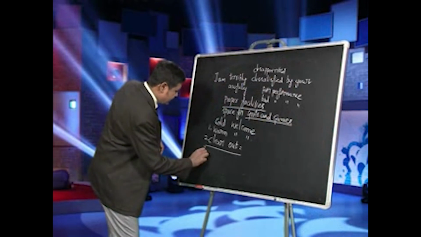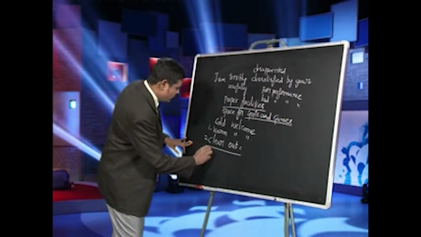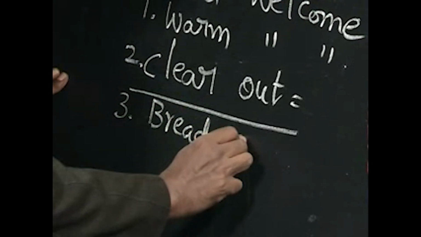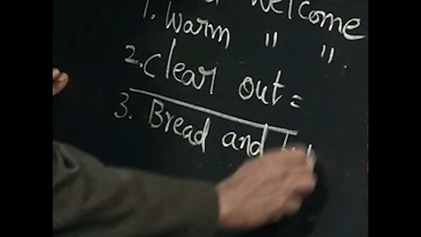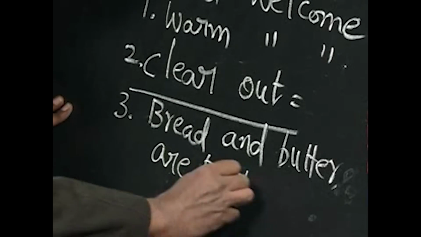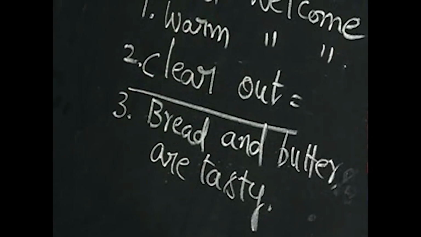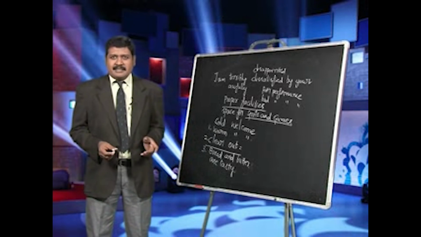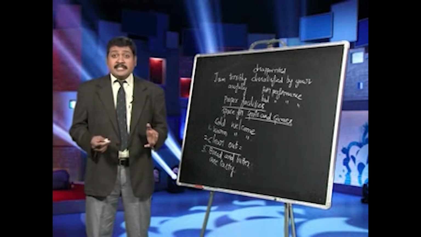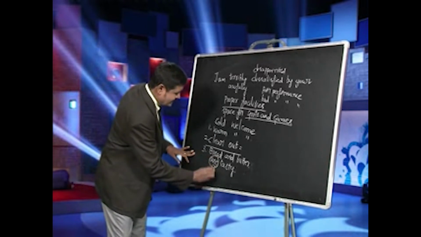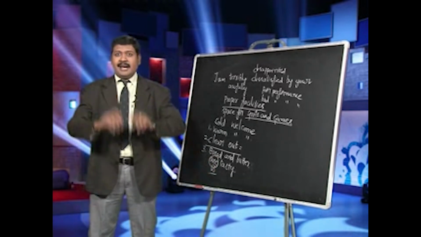Similarly, the third expression that I want to introduce is when you use words such as bread and butter. Saying bread and butter are tasty is wrong. We all know bread and butter as breakfast. So we never say bread and butter are tasty. Bread and butter is tasty. Wow, bread and butter, I love it.